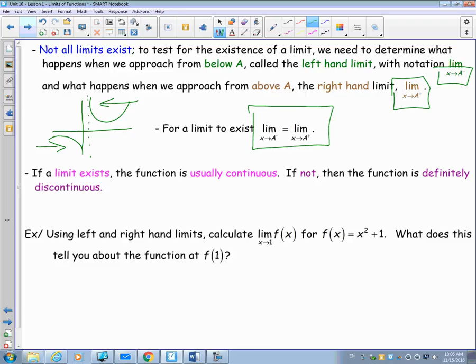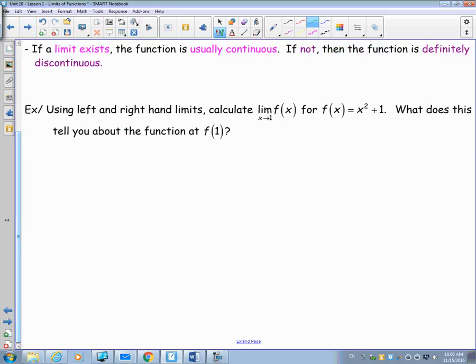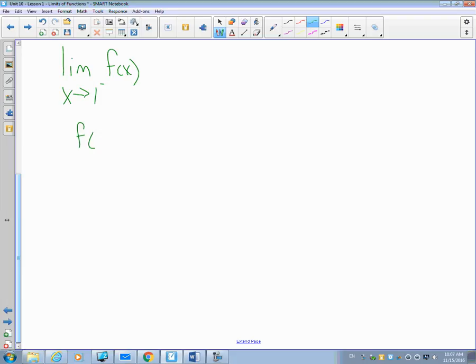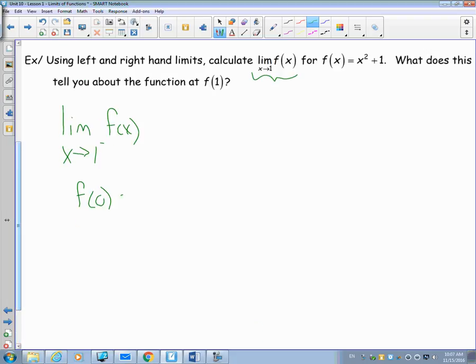Let's look at the first example, to show you how this works. We're going to use the left and right-hand limits to calculate what happens as we approach 1. We're going to do the left-hand side first, so our limit from the left-hand side, x approaches 1 minus for f(x). What happens as we get closer and closer to 1 from the left-hand side? Let's pick a value on the left-hand side. What's left of 1? Let's start at 0. If I put 0 into my function, I get 0 squared plus 1, or 1. And we're going to get closer to 1, but still on the left-hand side.